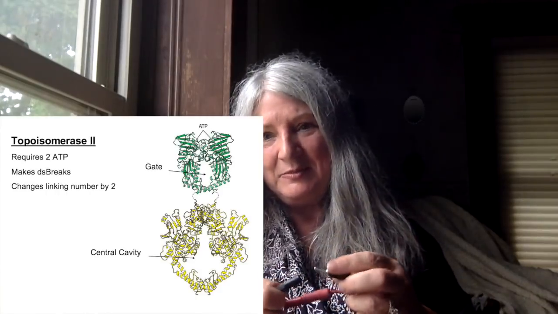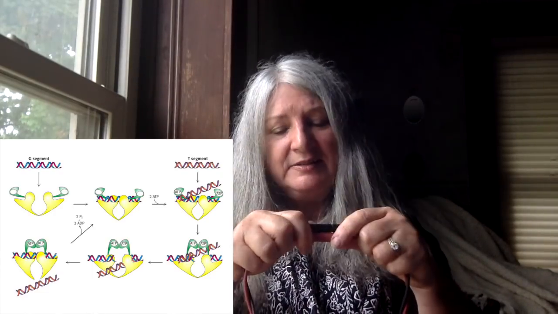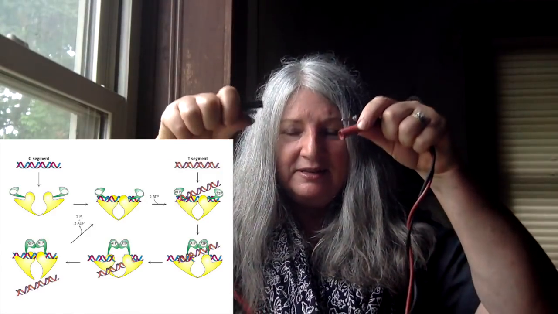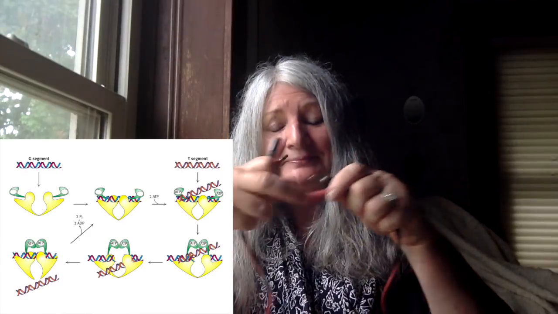So for topoisomerase 2, I'm going to get this out again. Here's my DNA. This is the place where it's going to be broken. So this DNA is called the G segment. It's going to enter into the gate. The gate is going to bind. It's going to break this DNA. And now there is a double-stranded break in the G segment. Now, I need another arm.